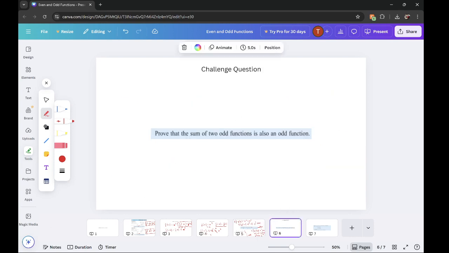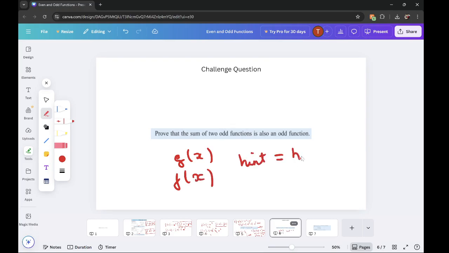Now I have posted a challenge question for all of you to attempt in your own free time, and this is a little bit of a tricky one. I want you to consider the 2 odd functions to be g of x and f of x, right? A little hint is that h of x is equal to g of x plus f of x. That's a little hint for you, because it says the sum of 2 odd functions is also an odd function. You have to prove this is an odd function, considering that both of these are odd functions.